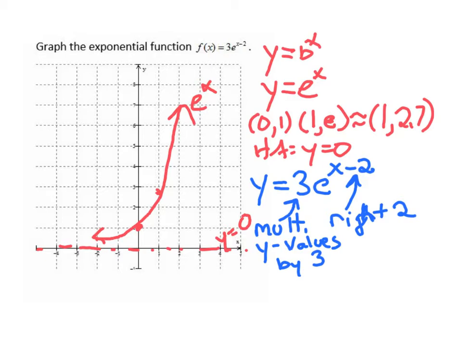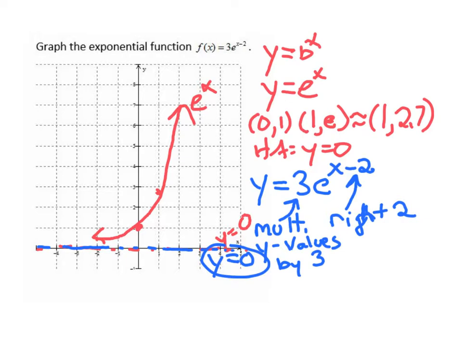But multiplying the y value by 3, let's think about that. So y equals 0. If I multiply by 3, that's 0 times 3. It's still 0. So the horizontal asymptote is going to stay at y equals 0. This will be the horizontal asymptote for our transformed graph as well. Okay, but the points are most likely going to move.